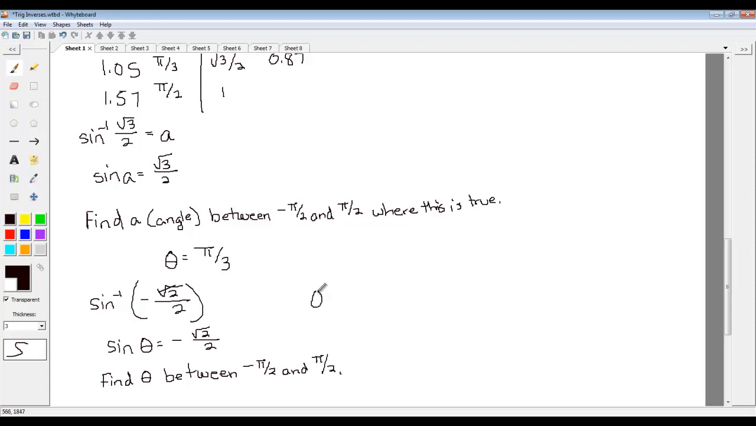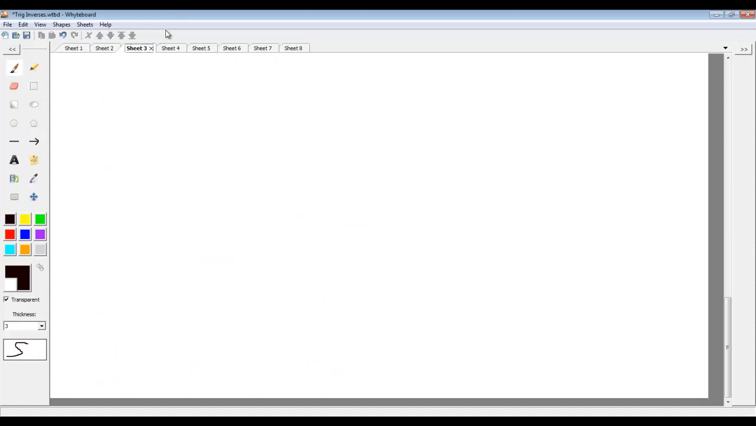So theta for this would be negative pi over 4. So that's how you work that. Alright, now just like sine, the other trig functions, same kind of thinking. You can do inverse for cosine, you can do inverse for tangent, you can even do inverse for secant, cosecant, and cotangent. And we'll get to those.